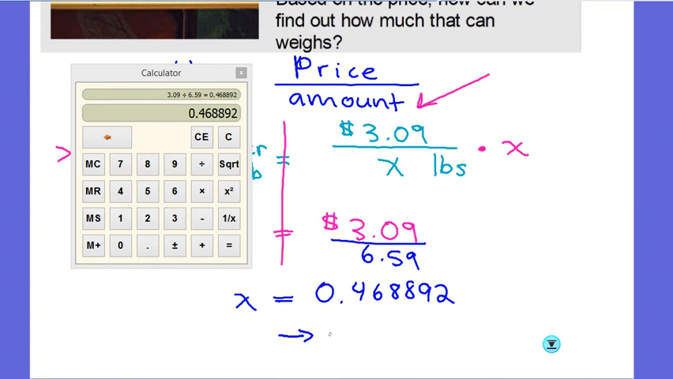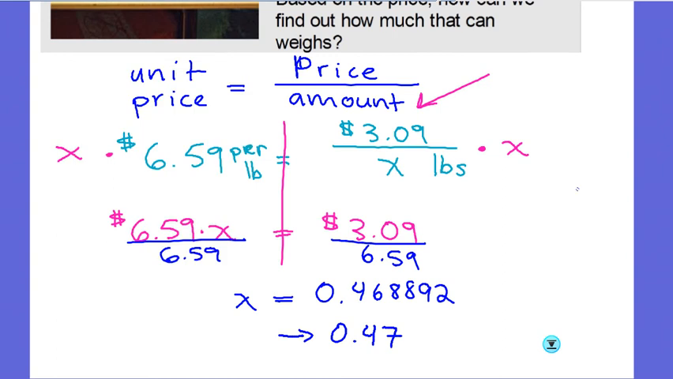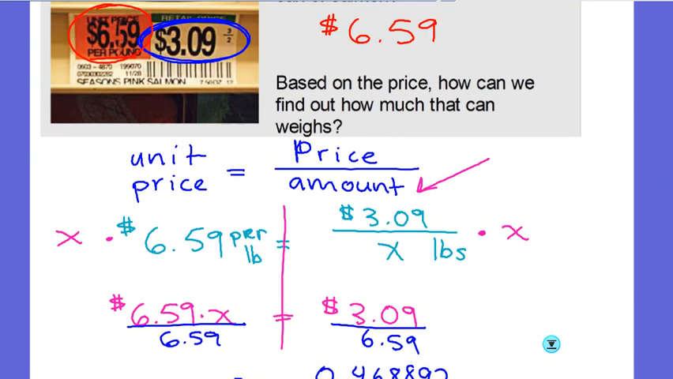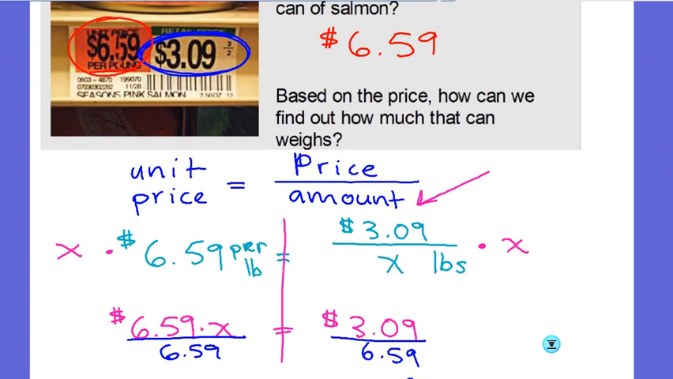And so that means that I'm going to have 0.47. What is the units going to be in for this problem? Let's take a look. My unit price is in dollars per pound, and I wanted to find out how much I had, so my unit should probably be what? Pounds. So my answer to this question, the can is about half a pound, 0.47 pounds of salmon, which makes sense because my price on the sticker is about half of what the price per pound is. So it makes sense to have about half a pound of salmon.